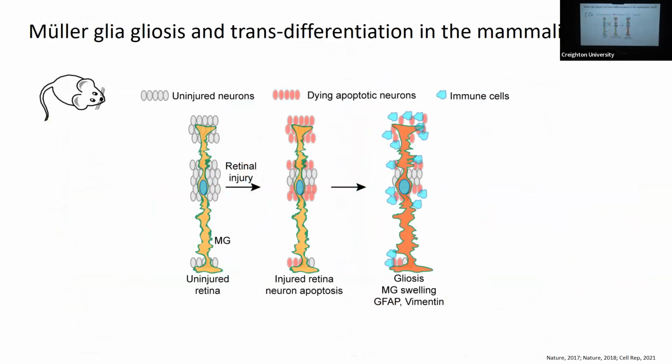Before I talk about that, I wanted to mention in the mouse, this doesn't happen, right? In mouse, what happens after injury is what's called a gliotic response, and it's characterized by Müller glia swelling and the expression of intermediate filament proteins.